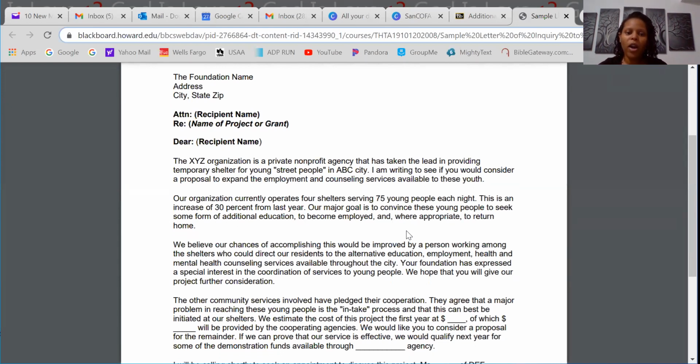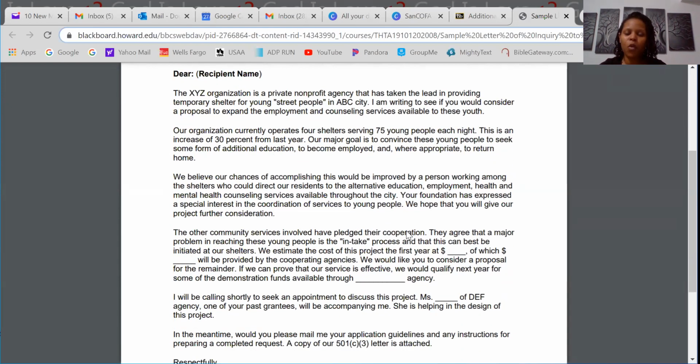Our organization currently operates 4 shelters serving 75 young people each night. This is an increase of 30% from last year. Our major goal is to convince these young people to seek some form of additional education to become employed and, where appropriate, to return home. So here they're expanding more about their mission, more about how they operate, and they talk specifically about a goal.